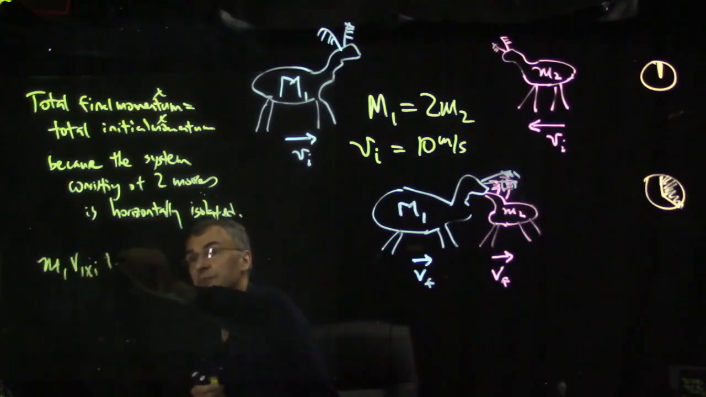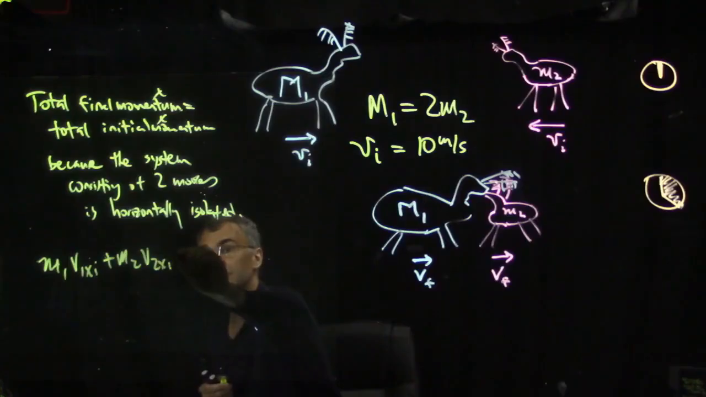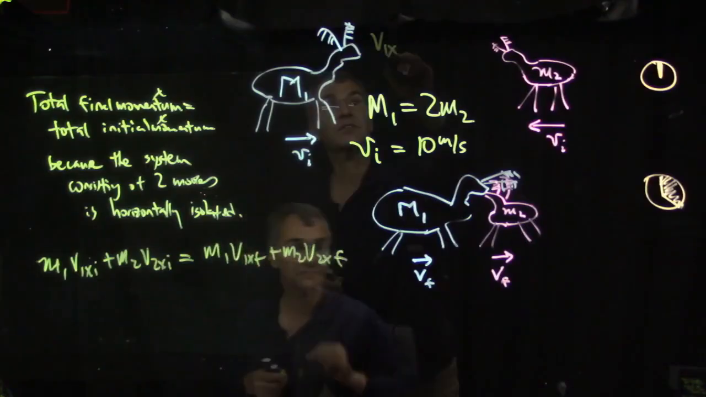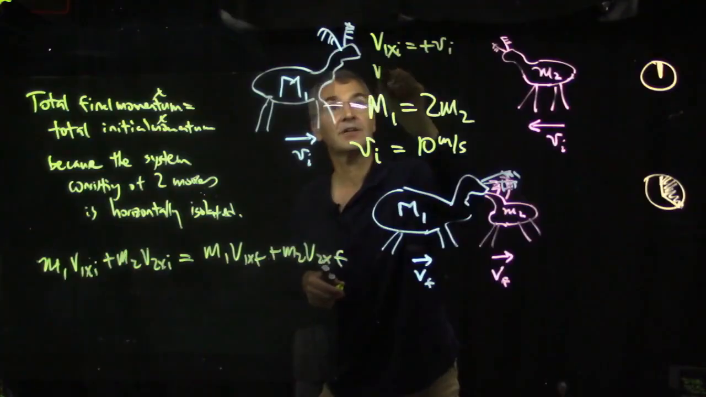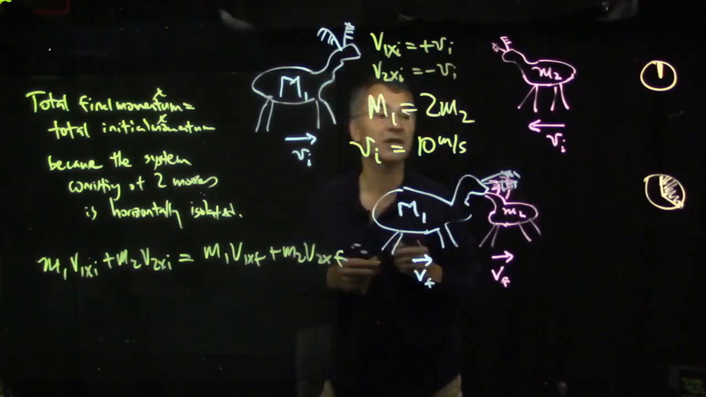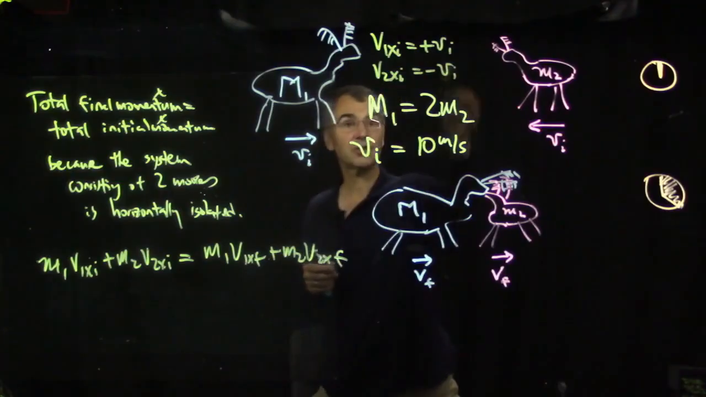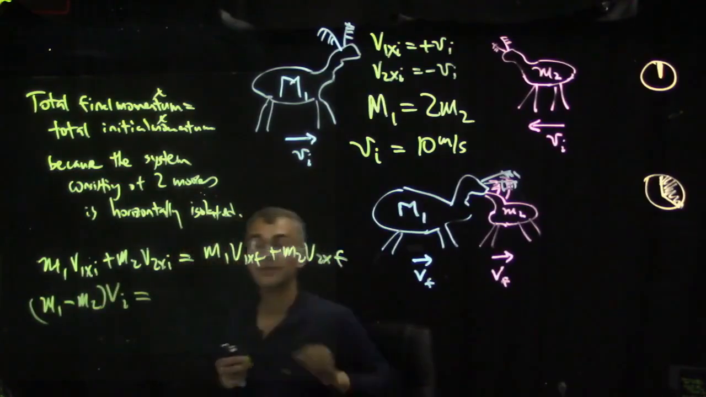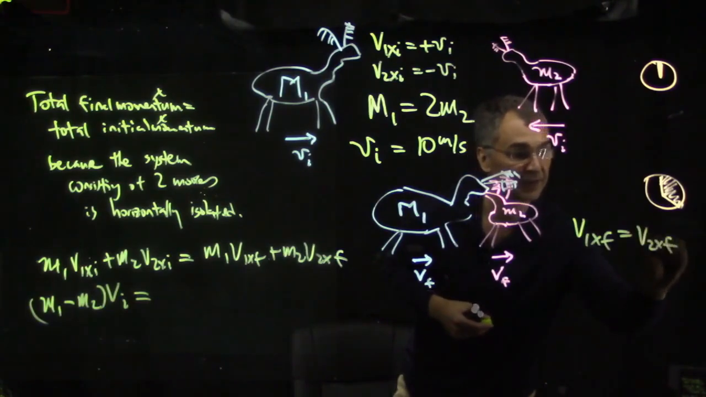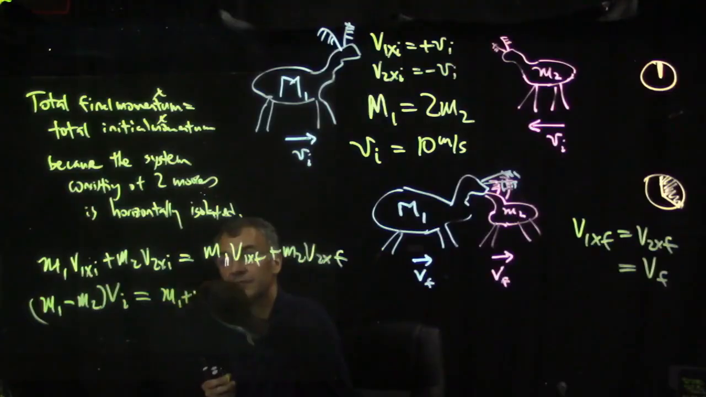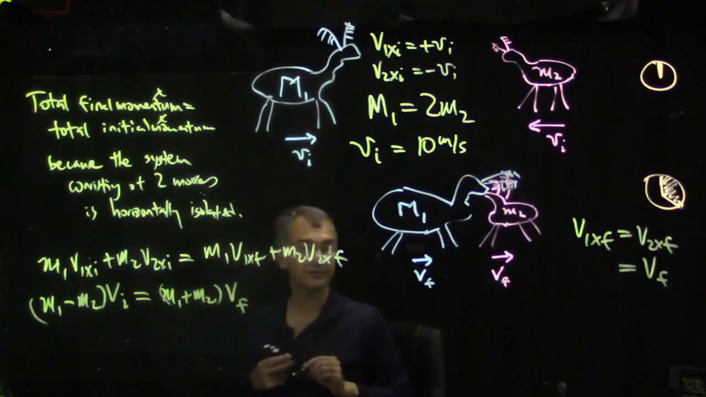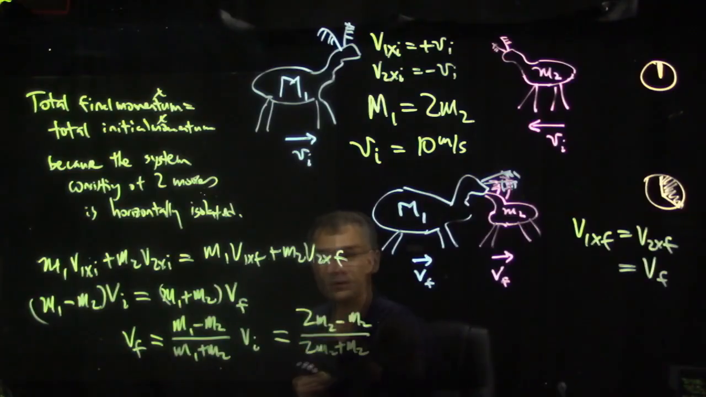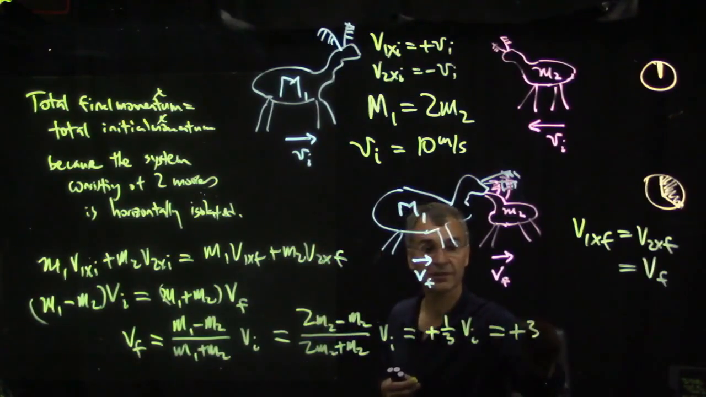We can write m1 v1x initial plus m2 v2x initial equals m1 v1x final plus m2 v2x final. Taking the x-axis to point to the right, we know that v1x initial equals plus v sub I. v2x initial is minus v sub I. v sub I is just the speed, so v1x initial is plus 10 meters per second, v2x initial is minus 10 meters per second. We also know that m1 is 2 m2. Plugging that in, m1 minus m2 times v initial. Then we also have v1x final equals v2x final equals v final. This is m1 plus m2, v final. That's enough to solve for v final. V final is m1 minus m2 over m1 plus m2 times v initial. That works out to be plus 1/3 v initial, which would be plus 3.3 meters per second.